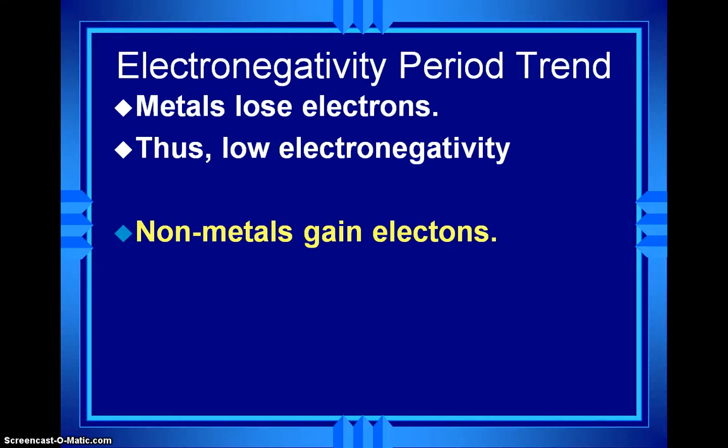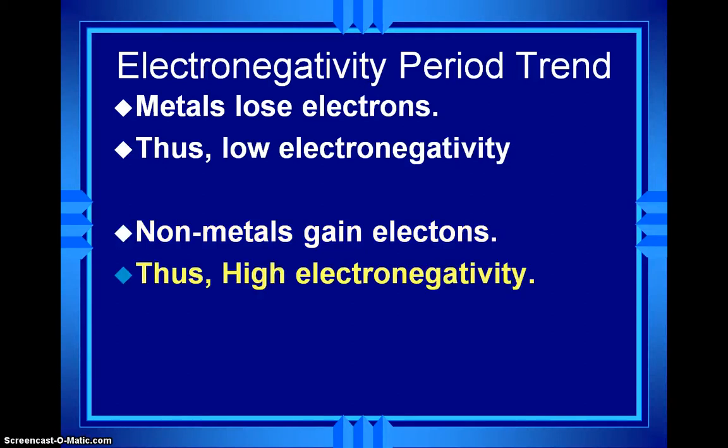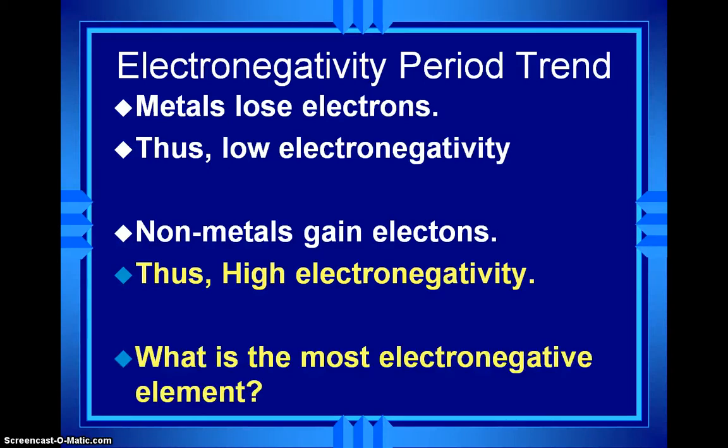And as we go across the period, nonmetals tend to gain electrons, right? So they're going to pull electrons to themselves, so they have high electronegativity. So as we go across the period, from left to right, we go from a low electronegativity to a higher electronegativity or attractiveness to electrons when they're in a compound. Okay? So, if we look at the periodic table, what is the most electronegative element?